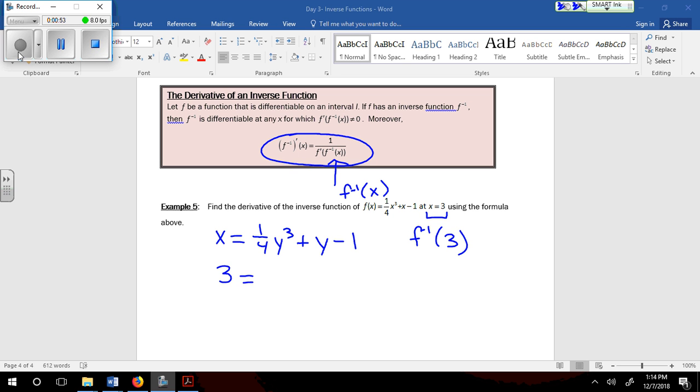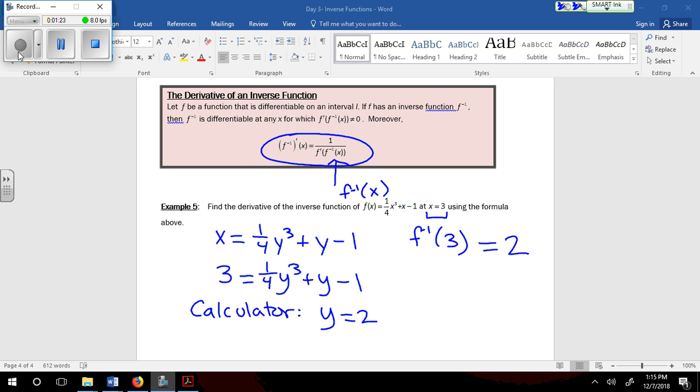So 3 equals 1/4 y cubed plus y minus 1. Now to solve this, you can use your calculator. So plug this into your calculator. And you should get that y equals 2. So the inverse at 3 will equal 2.